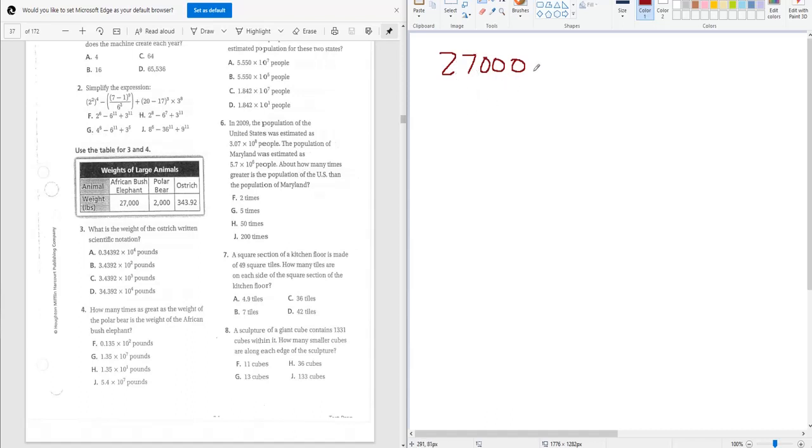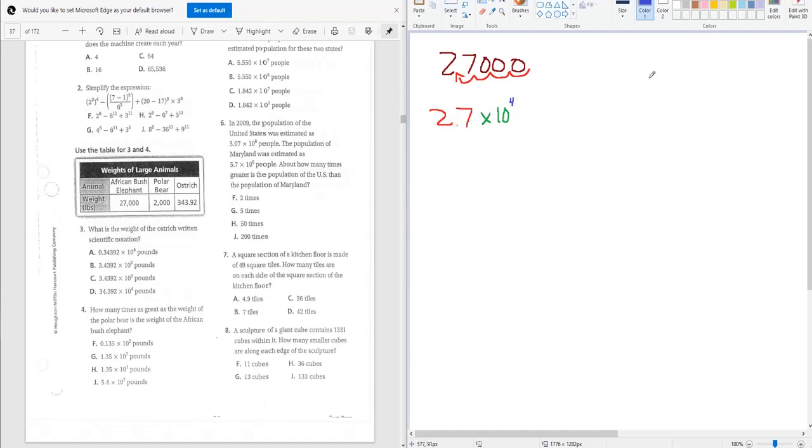But here we go. I'm just going to do it real quickly. So decimal's originally here. I have to move 1, 2, 3, 4. 2.7. And then I plop down the times 10. And then I moved 1, 2, 3, 4 times to the left. So that's positive 4. That's my scientific notation for the bush elephant.